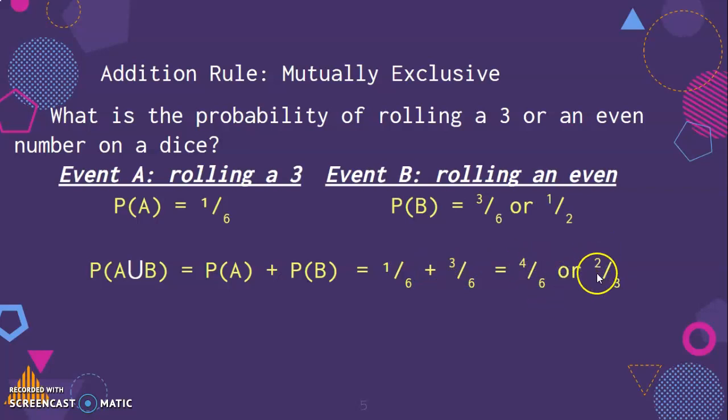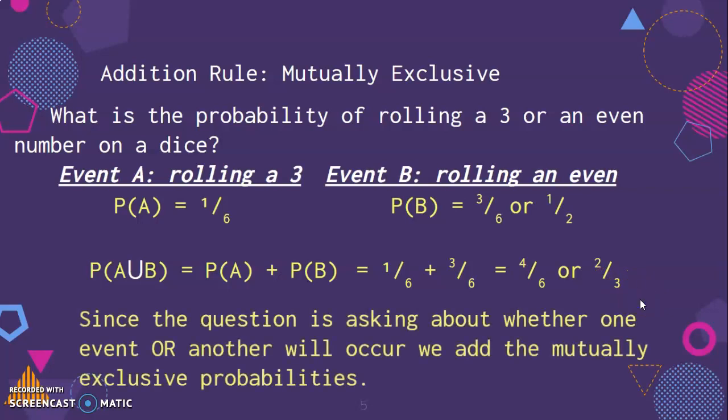Well, I'm going to reduce this again just because sometimes that's easier to think about. 4 times out of 6, what about 2/3? Okay, same thing, and generally your answers will be in reduced form. So to summarize, this question is asking about whether one event or another will occur. So we add the mutually exclusive probabilities.